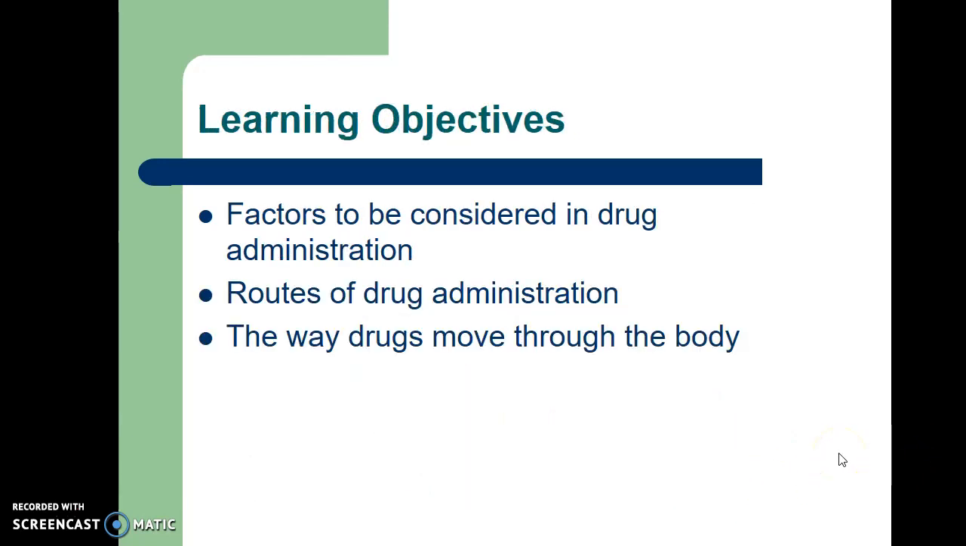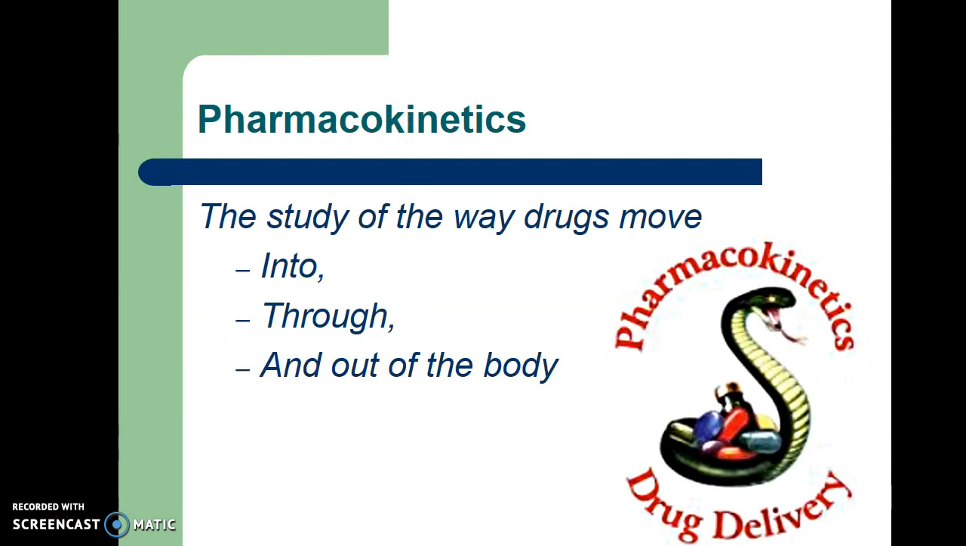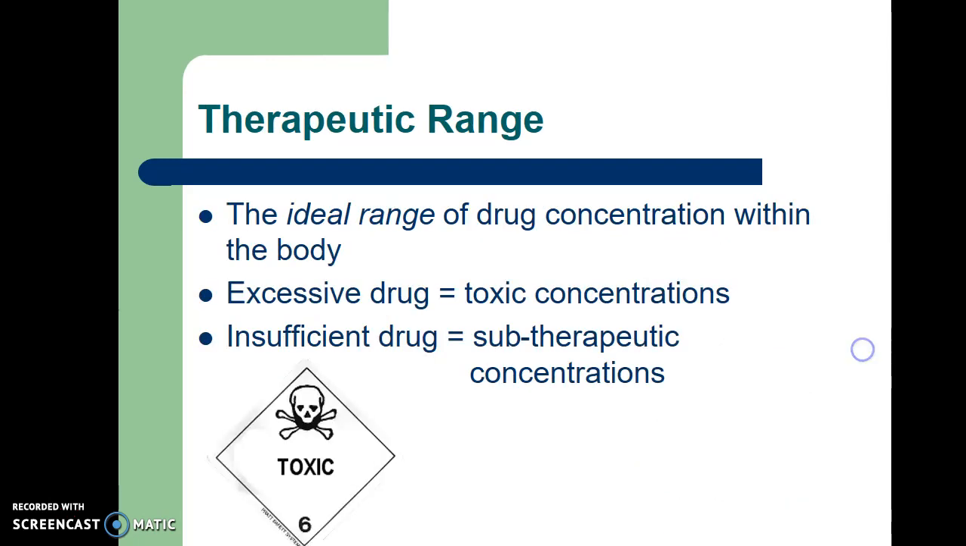So these are just some of the factors that we think about when we are going to administer drugs. And so that's what we're going to be looking at: factors that we consider, the routes of drug administration, and then the ways that drugs move through the body. This is called pharmacokinetics, as I said, how they move into, through, and out of the body. So there is a therapeutic range. The therapeutic range is what is considered the ideal or the accepted range of a drug concentration in the body that has the desired effect that we want.